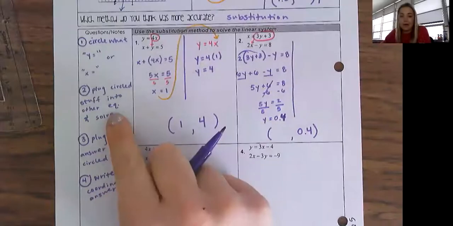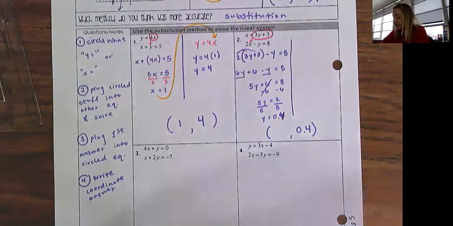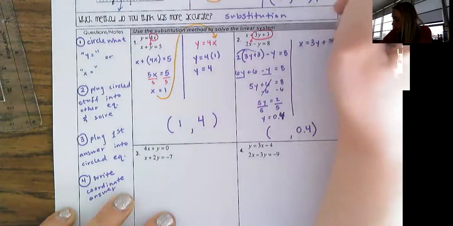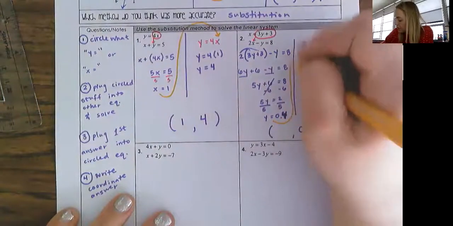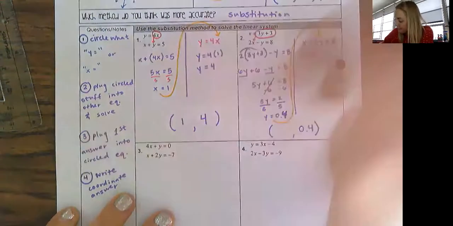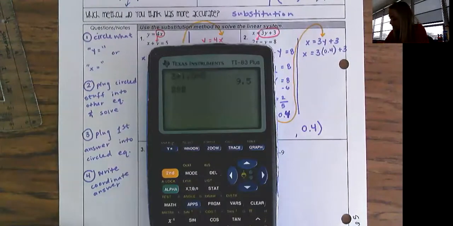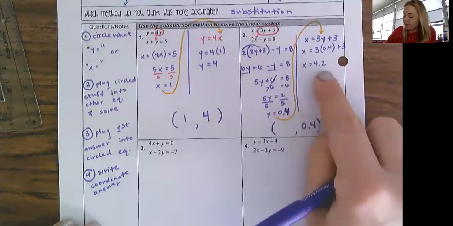Now I've got to plug the first answer into the circled equation. So instead of what x equals, 3y plus 3, I've got x equals 3, and I need to put 0.4 in for y. Okay, 3 times 0.4 plus 3 gives me 4.2. So x equals 4.2. There's my x value.